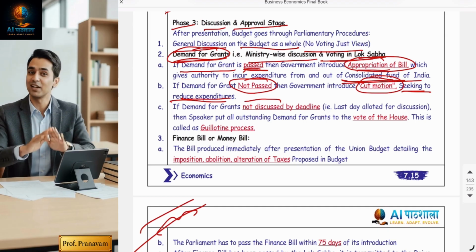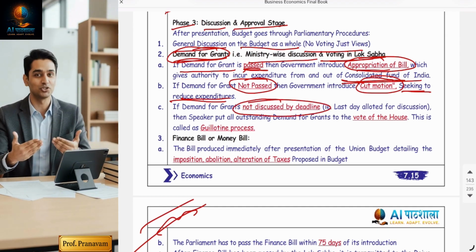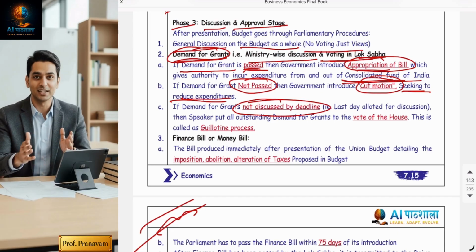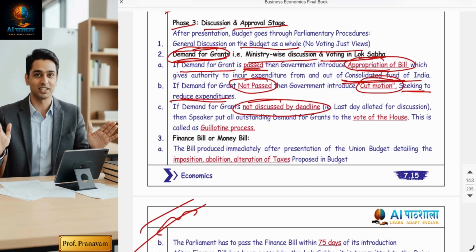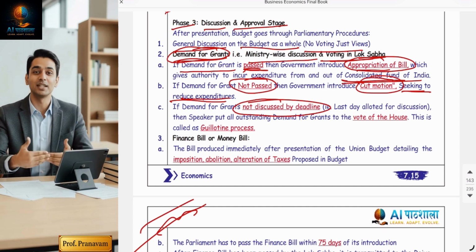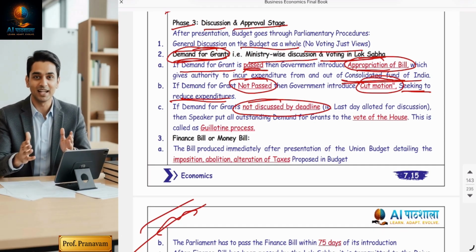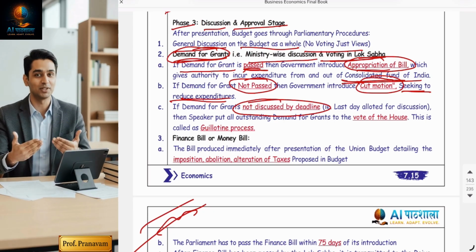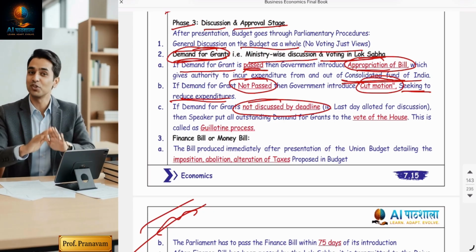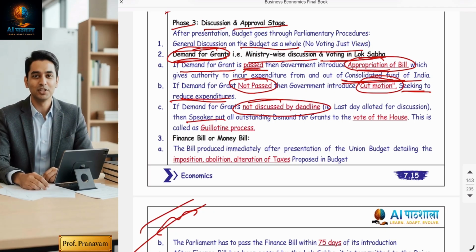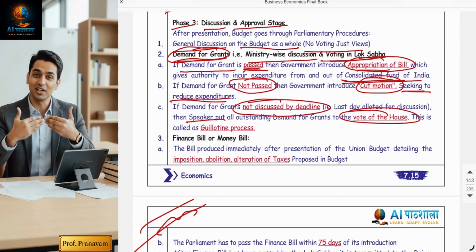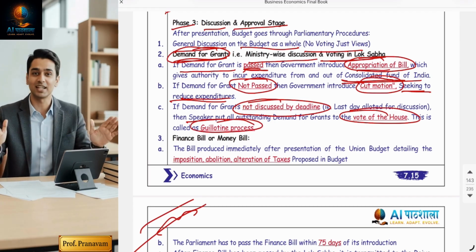What if the demand for grants is not discussed by the deadline? Guys, there are so many states, and each and every ministry presents its demand for grant. It is usually 4 days, but for example if it takes a lot of time, 4 days are getting over, the last day is left, and the Speaker of Lok Sabha realizes that time is short and many demands for grants remain to be discussed. So what does the Speaker do? The Speaker announces a vote of the house, which is called the guillotine process.